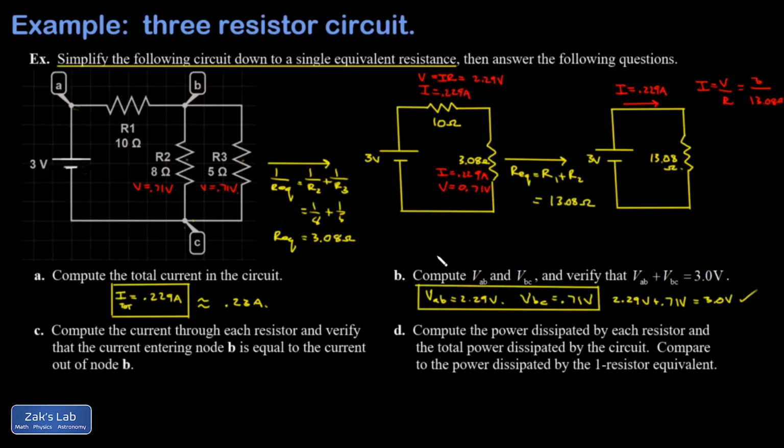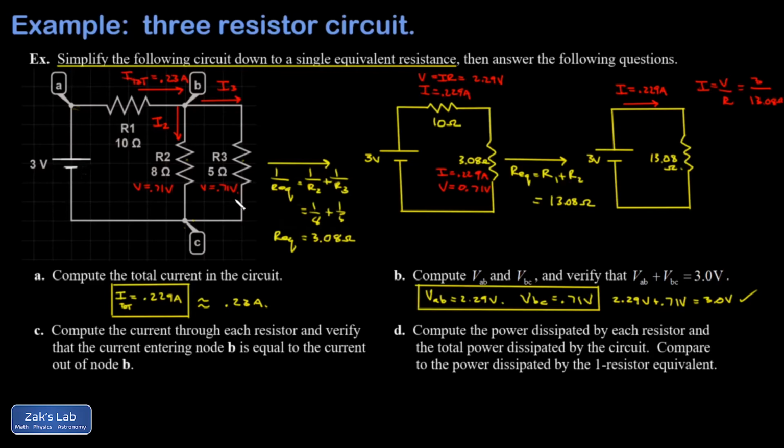In part C, we're asked for the current passing through each resistor, and we want to verify the current entering node B is equal to the current out of node B. So all the current in the circuit travels through R1, so I'm going to use I total for that. And we already have a number on that. It's 0.23 amps. When I hit this node coming into the parallel combination, that's going to be split. I'll call that piece I3 and this piece I2.